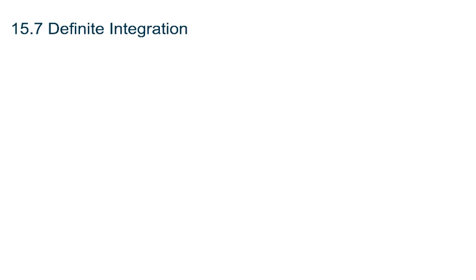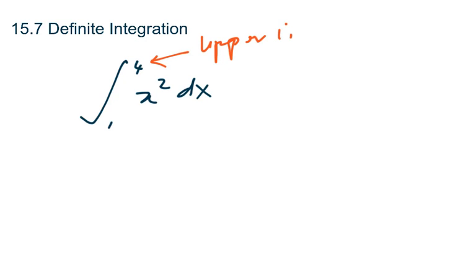We will move on to the next on definite integration. This is the integration of function between limits given. So what is limit? As such, if I have integration of 1 to 4 of x squared dx, the top number will be the upper limit, and the bottom number will be the lower limit.